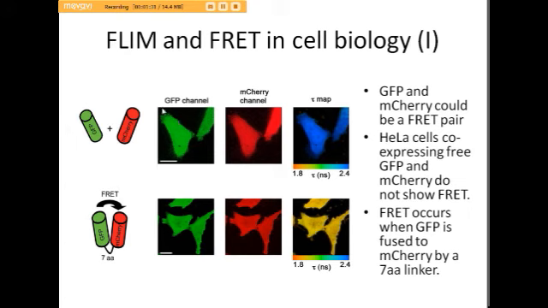In our case, HeLa cells are simultaneously transfected with GFP and mCherry coding sequences. You can see that GFP and mCherry are both expressed within the same cell. This is the GFP channel, and this is the mCherry channel. Both GFP and mCherry are in a very dilute solution inside the cell, so normally their distance is far greater than 10 nanometers. So there is no FRET between GFP and mCherry because the distance criterion is not fulfilled.